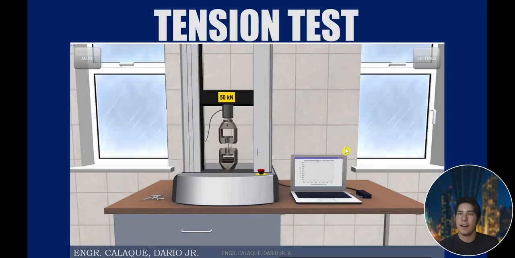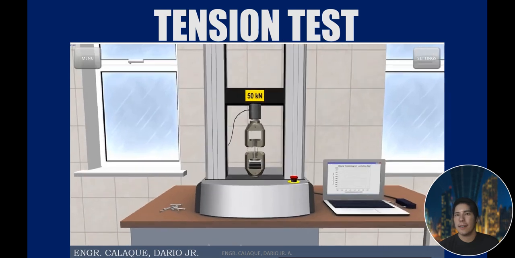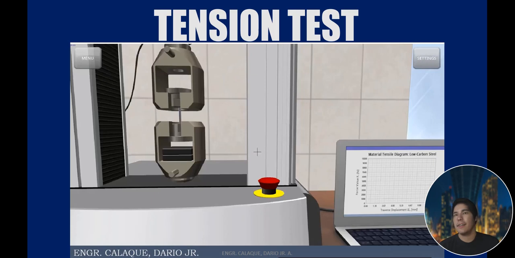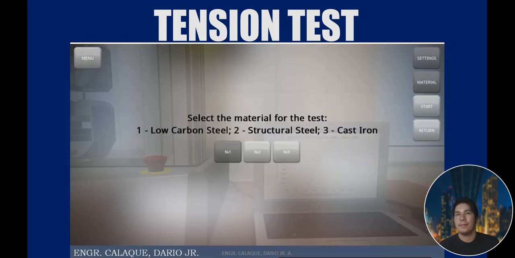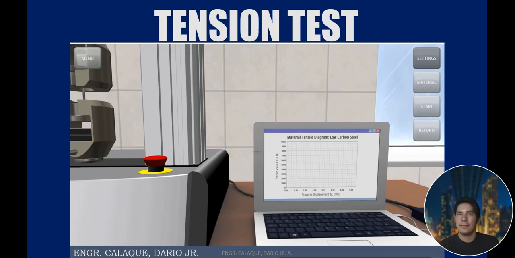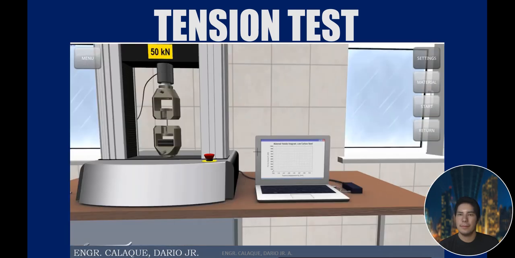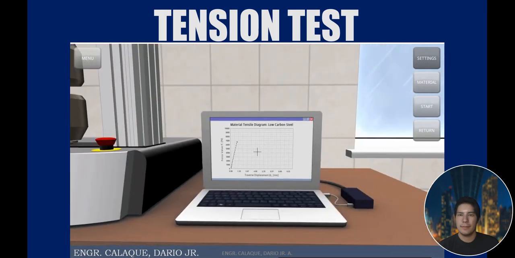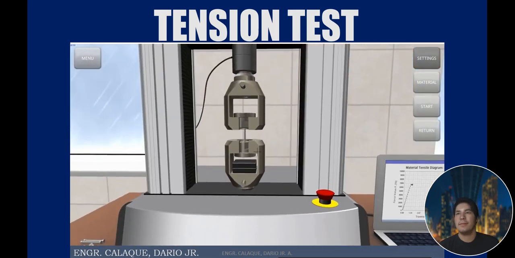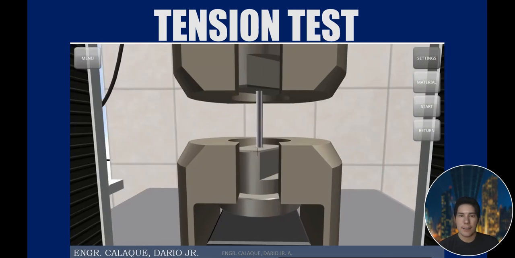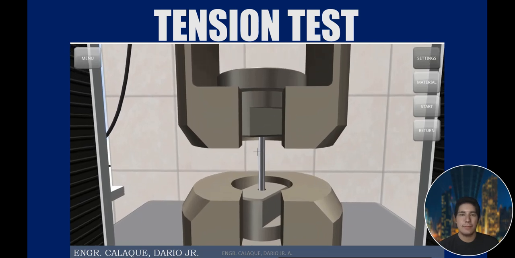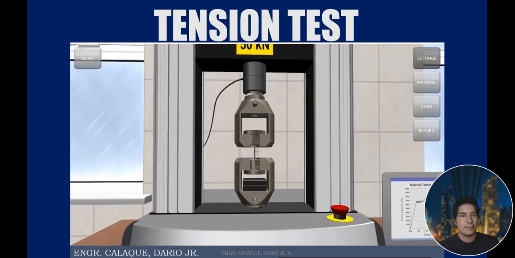So ngayon, itong tension test. Okay? So, bali may material tayo dito. So, provided yan yung specimen natin. No? Ito yung iti-test natin for tension test. So, ang nangyayari dyan is hihila yung material natin in tension.